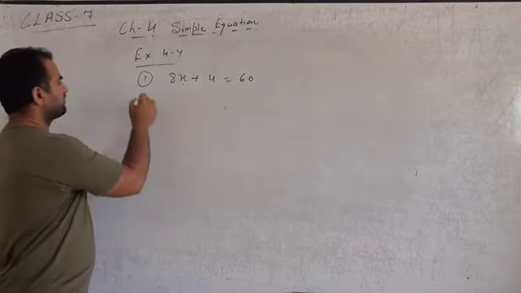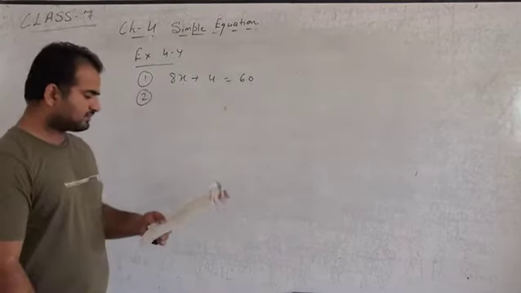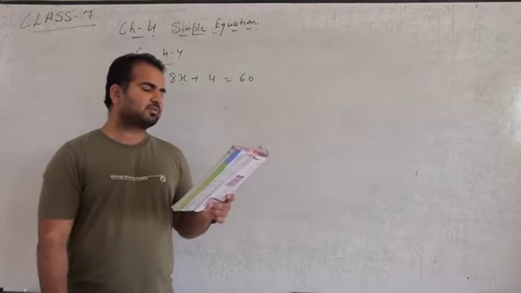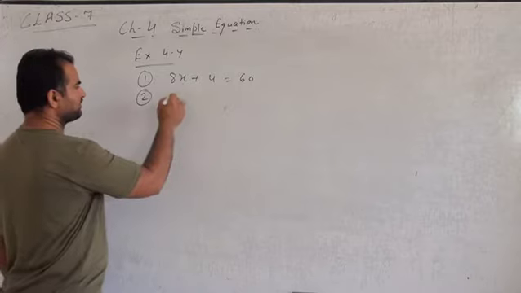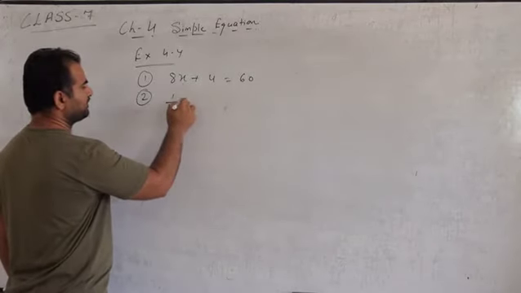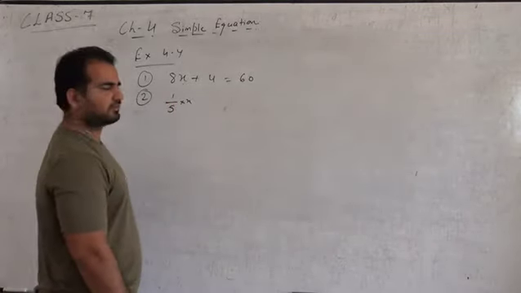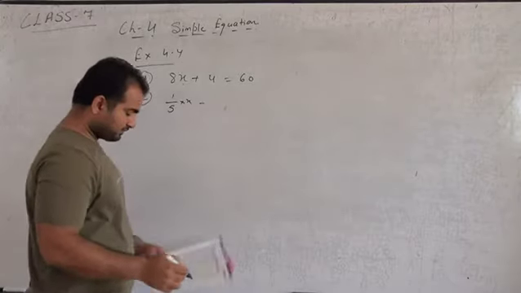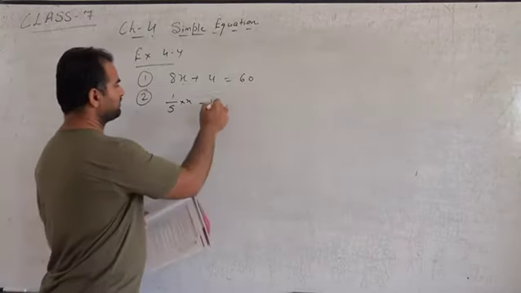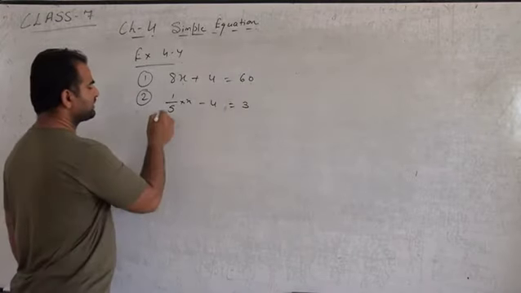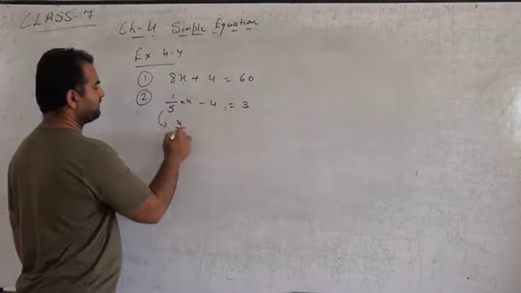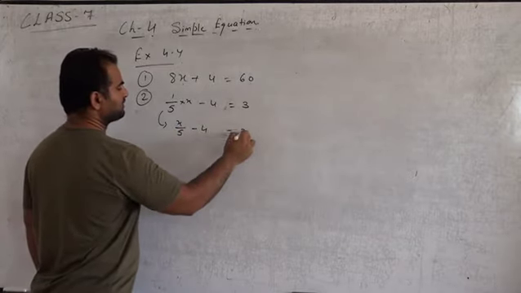What is question number two? If 1/5 of a number minus 4 gives 3. 1/5 means you have to multiply the number x with 1 upon 5, minus 4 gives you 3. So this is our equation. We can also write it like x upon 5 minus 4 equals 3.